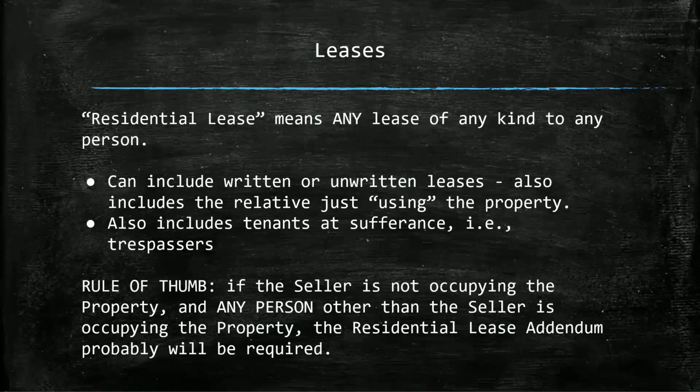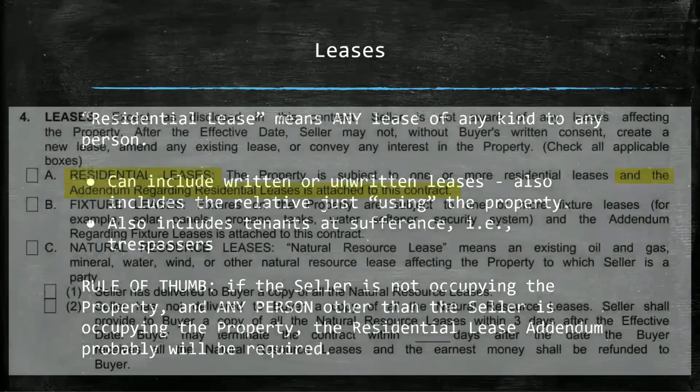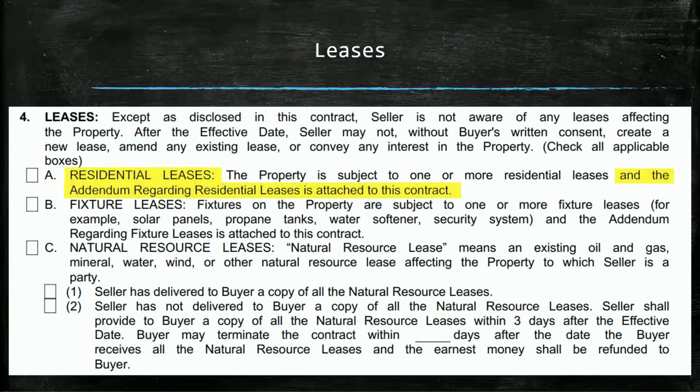So if the seller is not occupying the property, and if there is any person other than the seller who is occupying the property, then we're going to require a residential lease addendum for our 1-to-4 family contract. So in 4A, it says the property is subject to one or more residential leases, and the addendum regarding residential leases is attached to this contract. We're not going to go into detail about the residential lease addendum today. We'll have a separate class specifically on that document.